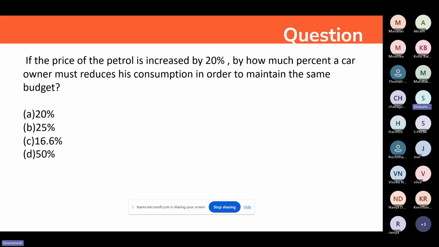If the price of petrol is increased by 20%, the price is increasing by 20%. 20% increase means, can I say that it is 1 by 5 increase? 1 by 5 increase is equal to 1 by 6 decrease. Means by how much percentage a car owner should reduce? Reduce means decrease. Means 1 by 6. 1 by 6 means 16.66%. Yes, very good.